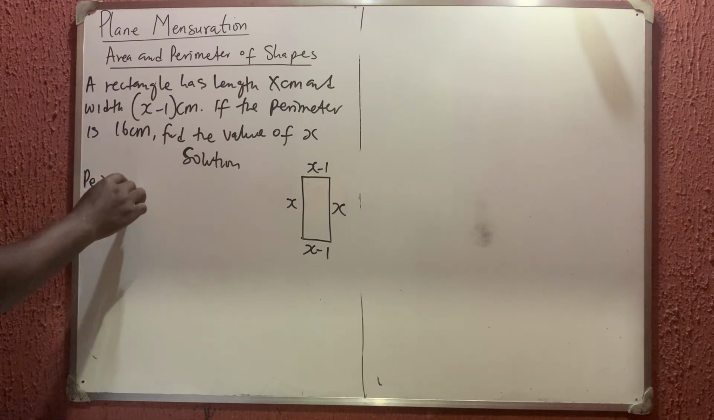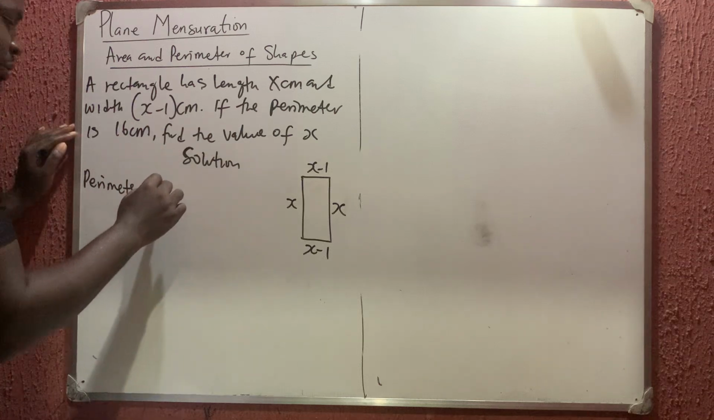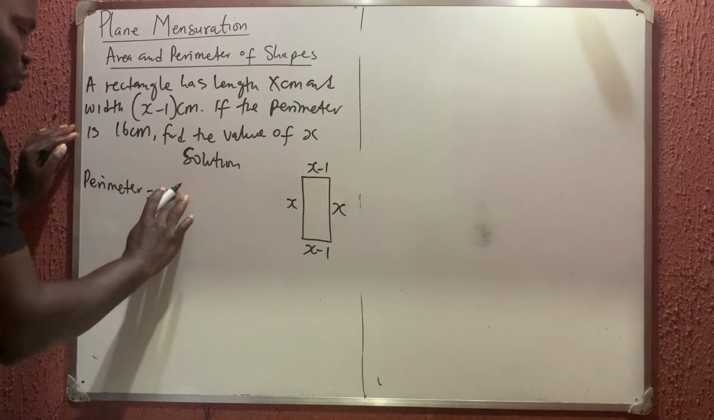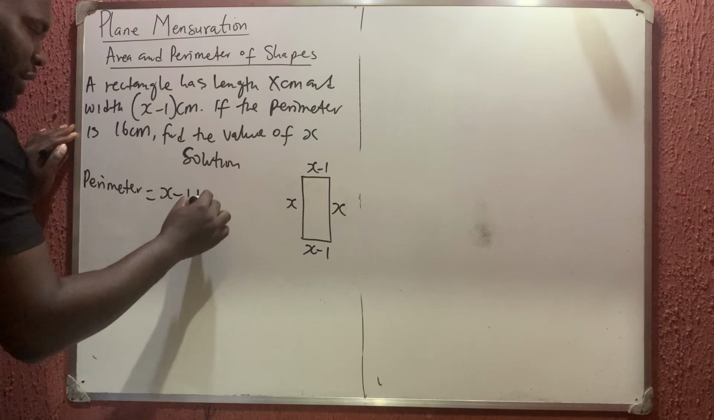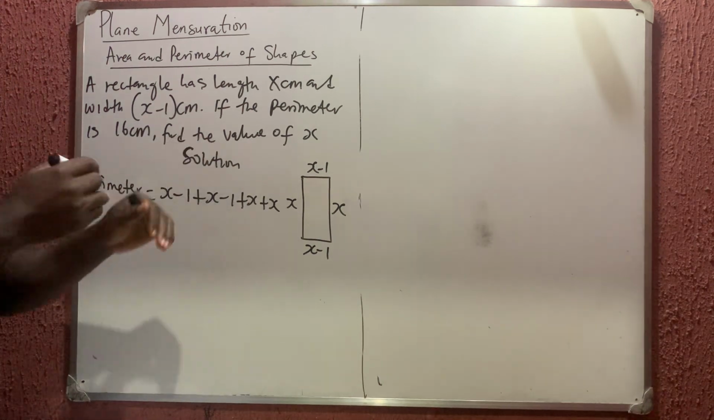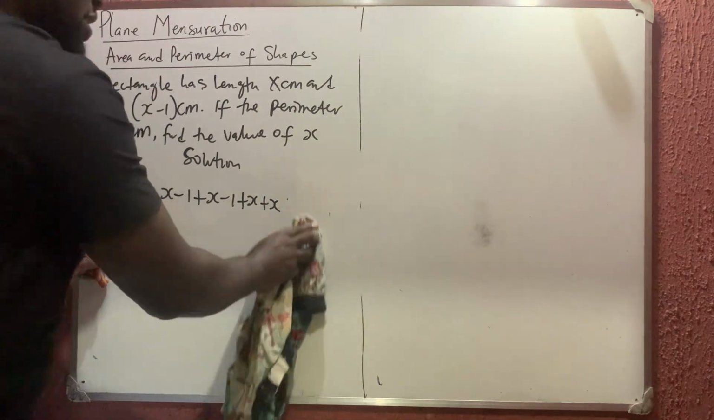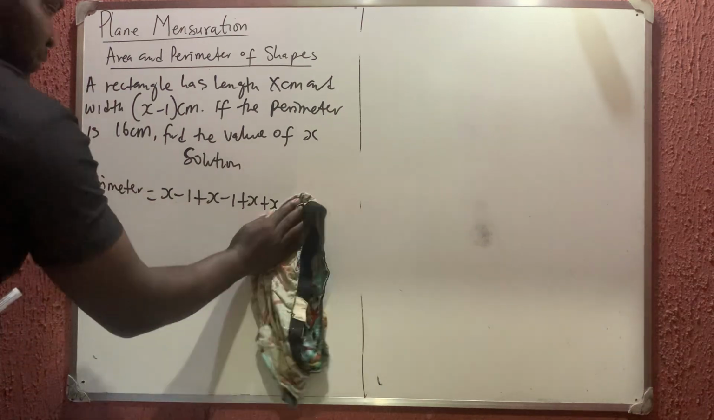So we know that perimeter is simply, if you have forgotten the formula, just add up everything you are seeing there. So I'm going to say it's x minus 1 plus another x minus 1, then plus x plus another x. So we're adding everything in case you have forgotten the formula. But if you use the formula, you will still get the same answer. If you want to use the formula, let me show you.